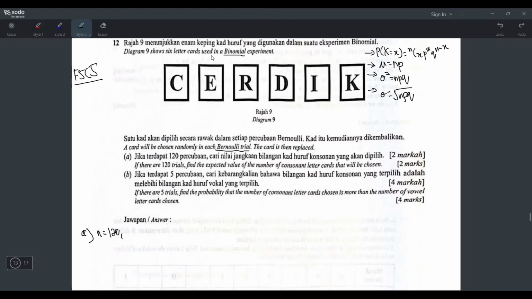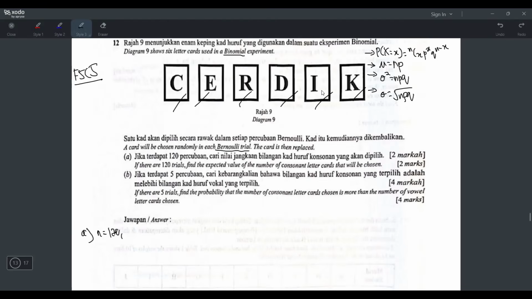Okay, so when you do binomial, doesn't matter which formula you use, you need the n, p, q, right? So you always write down the n, p, q. So the n is 120. It means he did this experiment 120 times. Then some of you might ask, but sir, there's only 6 cards. How can you do 120 times?